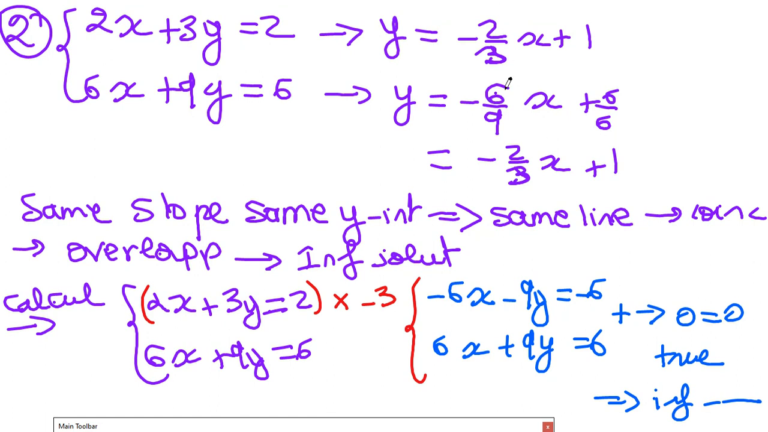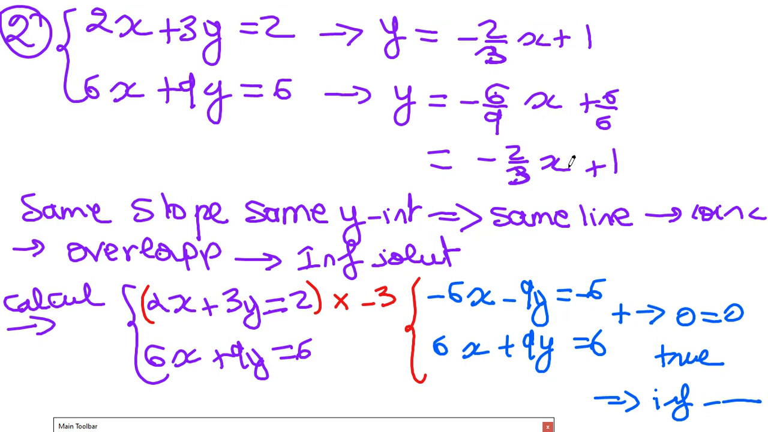They have the same slope, so I look at b, the y-intercept. If it's the same, it doesn't mean that they are parallel. It means they are coinciding, they are overlapping. So those two lines have the same slope and the same y-intercept. What does it mean? It's the same line.